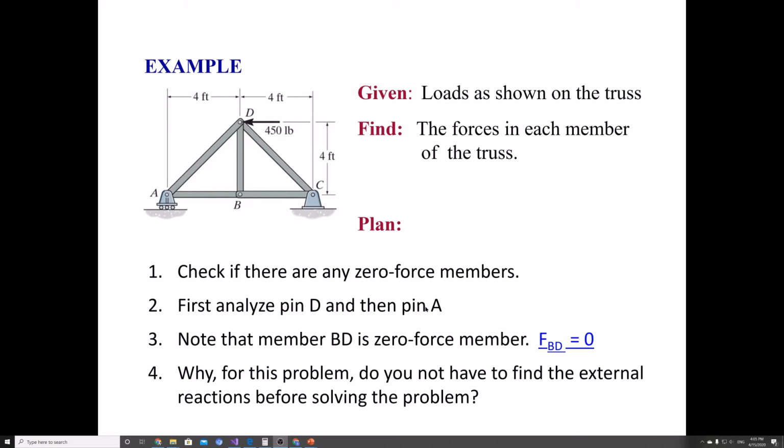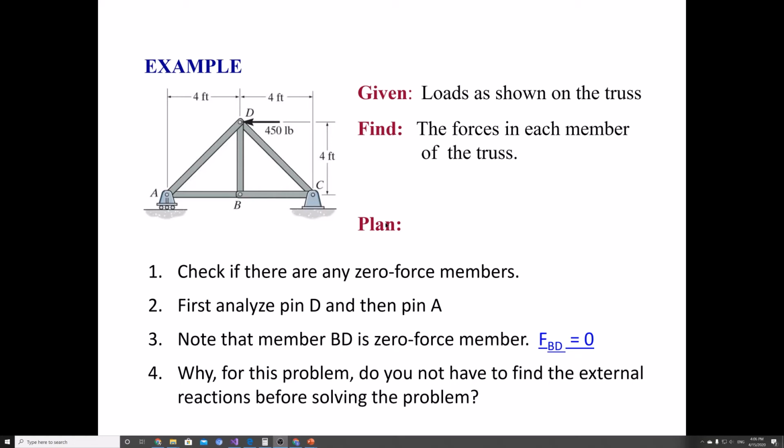So we know that. First analyze D and then A. Well, you could have gone D, C, or one or the other, but D is a good choice to start. You could do A or C. You could actually do A and C. It doesn't matter. You only need to do two of them, though.